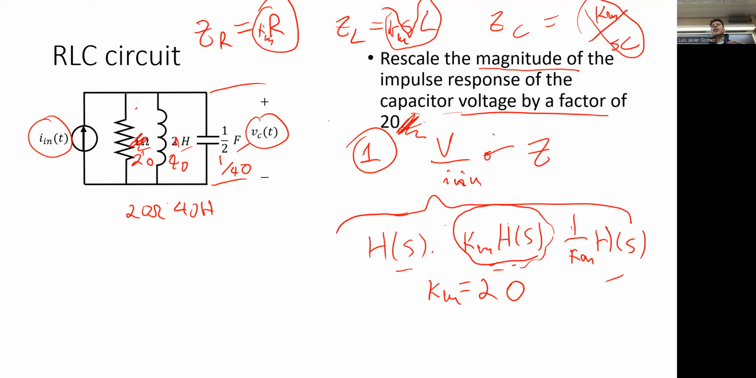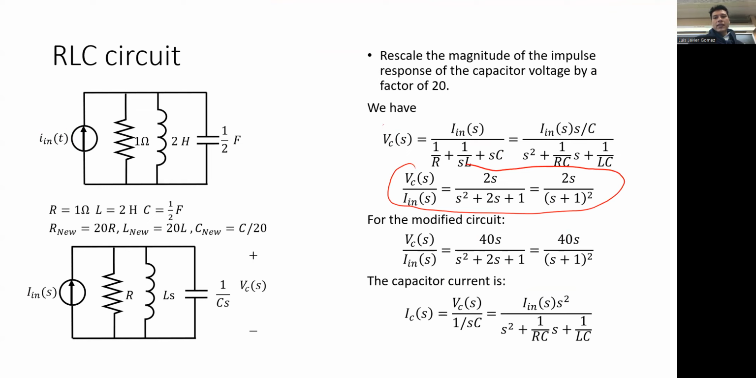All right, so here's the full solution. Here I actually found what the impulse response was. And then I said that we had to modify the circuit to be 20R, 20L, and C over 20. Then I resolved the circuit with the modified components. This is the voltage over current that I got, and you can indeed see that this 2 became 40, which means that this is 20x bigger. So indeed, it does work out.